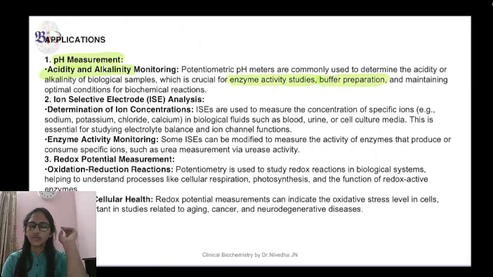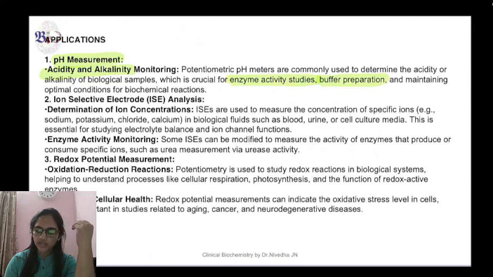So for that you have to monitor the pH using the pH meter, and that works with the help of potentiometry. Likewise, you have different conditions for different biochemical reactions, wherever you need to study those ionic concentrations. Then ion selective electrode analysis, of course.